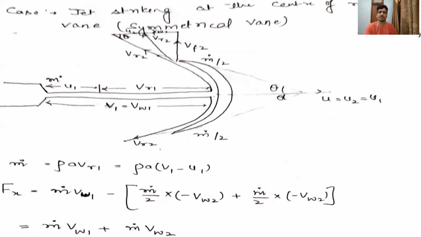Next is jet striking at the center of moving vane. If the vane is moving and the jet is striking this moving vane, then what will be the amount of force exerted on this moving vane with respect to this jet? So first we will take the case of symmetrical vane. So this is the nozzle and jet is striking the vane. Actually vane is a plate that is of curve shape.